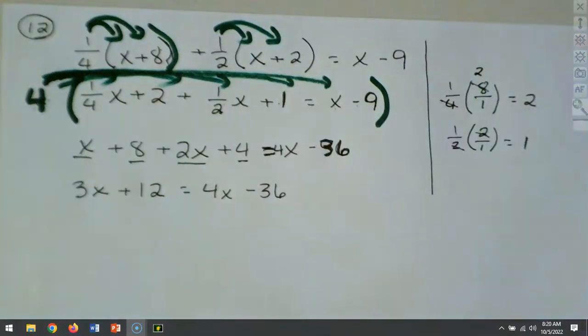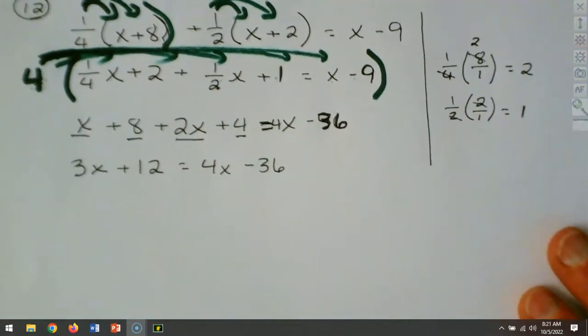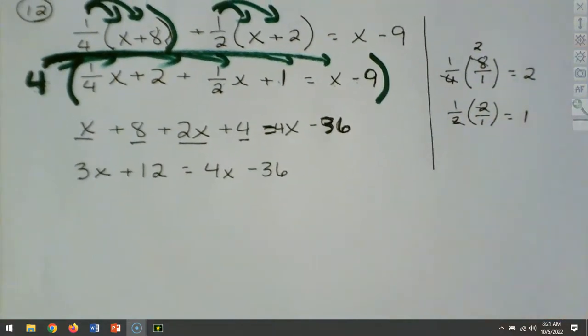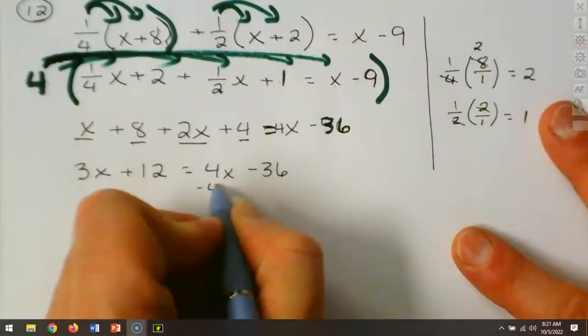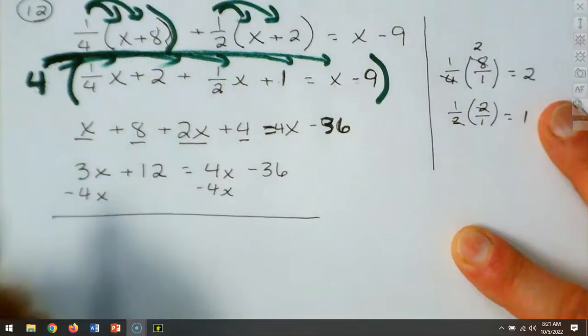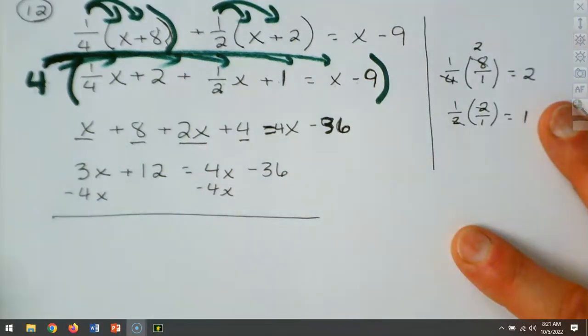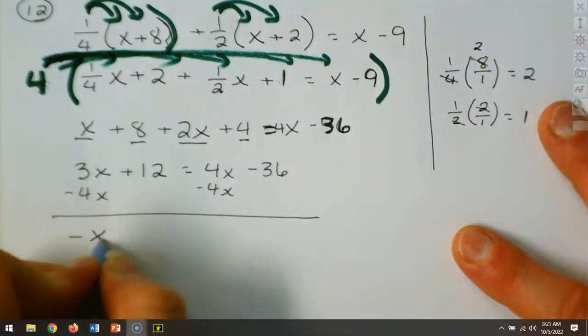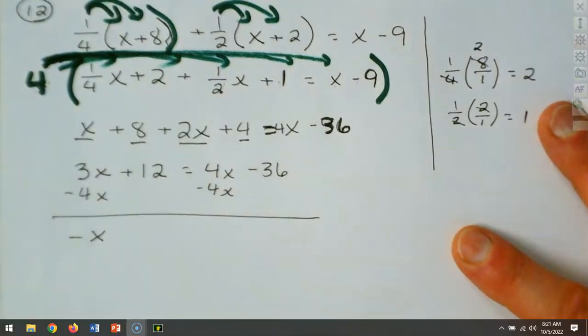Now we've got something we can deal with, right? All the hard part is done. Now we just simply move it around and solve. So what's next? Move that 4x over. And 3 minus 4, that leaves you with a minus 1. So we don't need to write it, we just write a minus x.